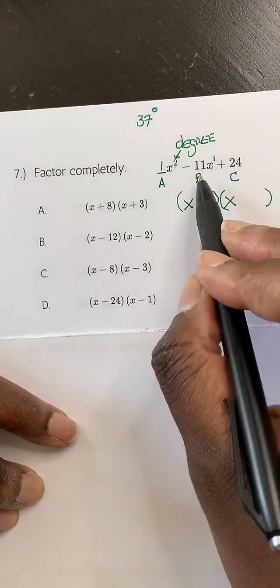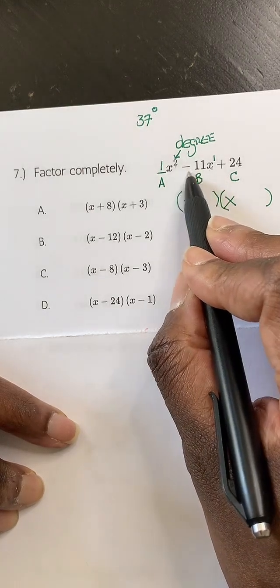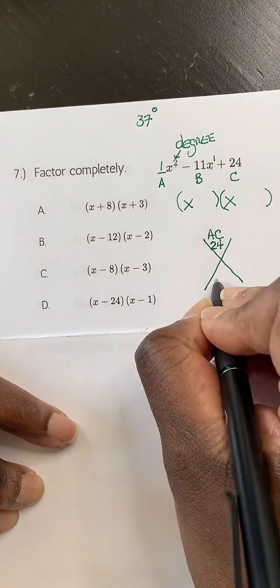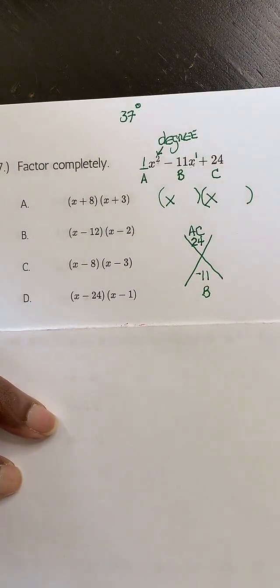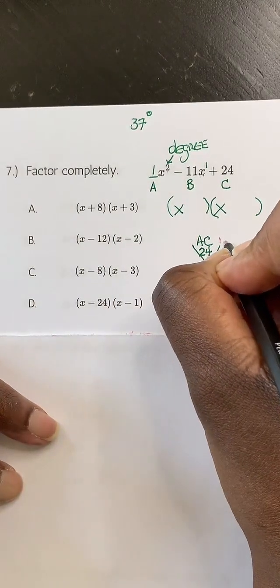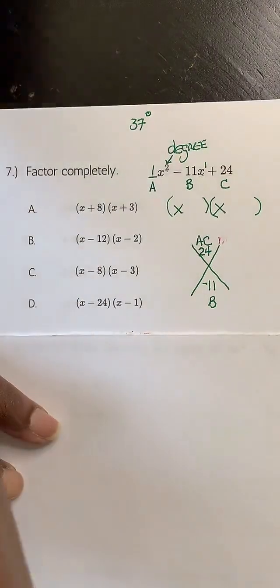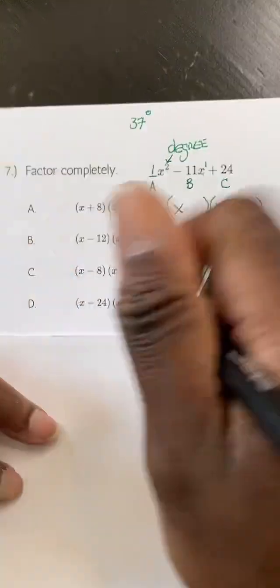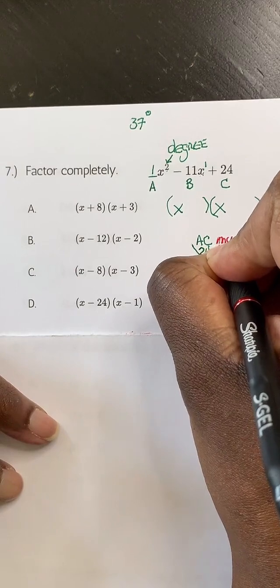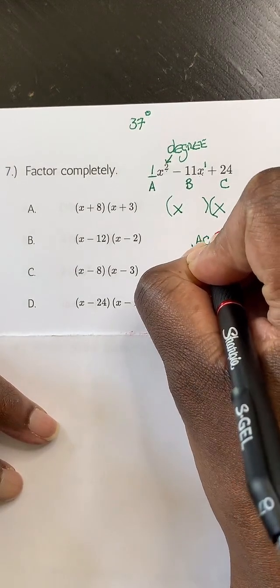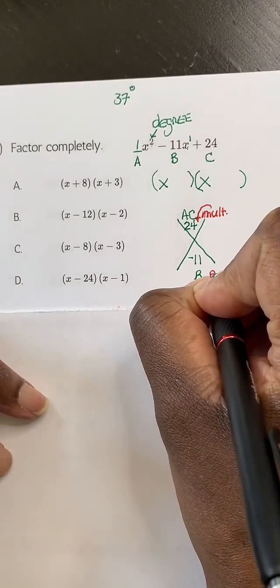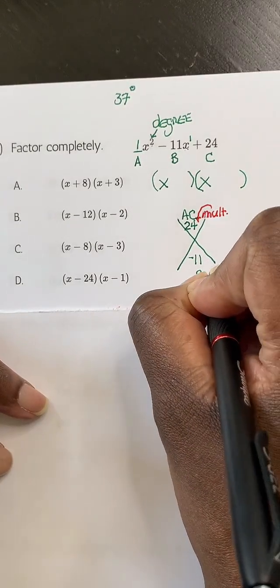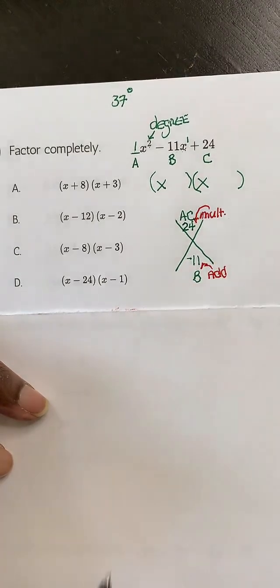And then our b value is what's next to the x, so that's a -11. So this is what you got to think. Ready? What two numbers multiply will give you 24, and the same two numbers add will give you a negative 11?